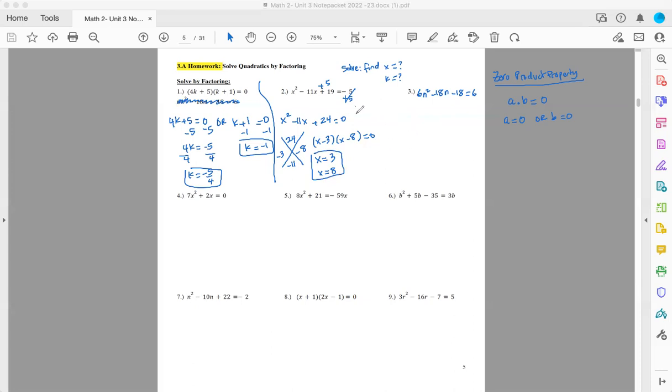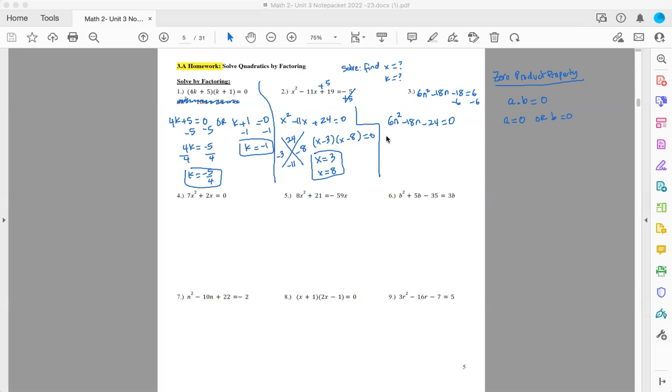For number 3, we have a 6 on the right-hand side, so we only need to subtract 6 from both sides, and this gives us 6n squared minus 18n minus 24 equal to 0. Now, if you recall when we started the factoring unit, the previous unit, we always said it's best that we try to factor out a GCF whenever a GCF exists.